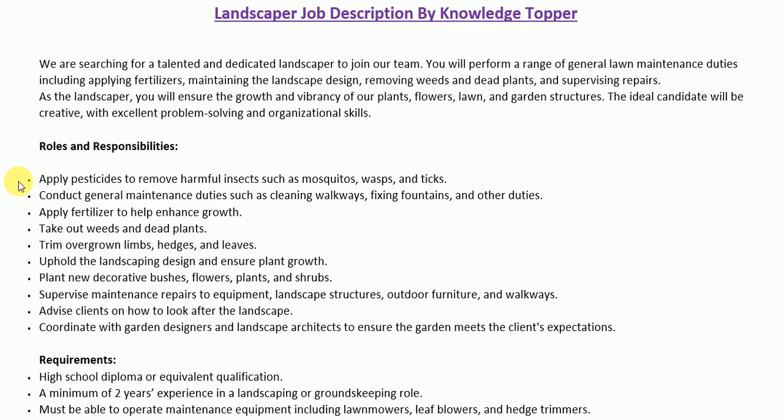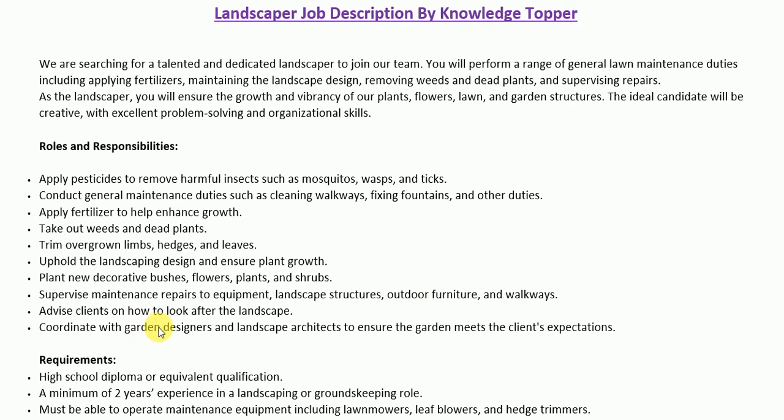If I read all these roles and responsibilities for you guys: as a landscaper, your roles and responsibilities include applying pesticides to remove harmful insects such as mosquitoes, wasps, and ticks; conducting general maintenance duties such as cleaning walkways, fixing fountains, and other duties; applying fertilizer to help enhance growth; taking out weeds and dead plants; trimming overgrown limbs, hedges, and leaves; upholding the landscaping design and ensuring plant growth; planting new decorative bushes, flowers, plants, and shrubs; supervising maintenance repairs to equipment, landscape structures, outdoor furniture, and walkways.